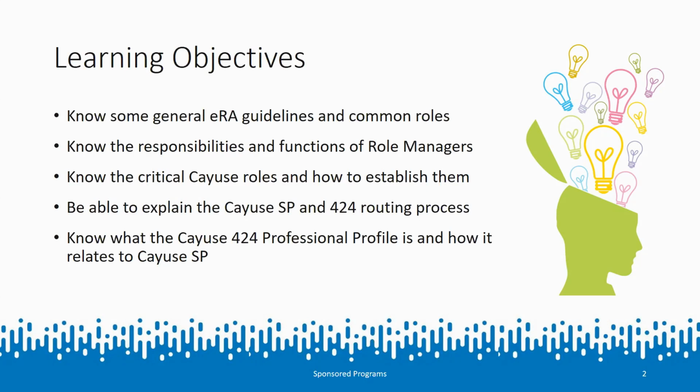So today I hope that you'll know some of the general ERA guidelines and common rules. ERA is Electronic Research Administration. That is the plethora of systems that we're using today, right? Like Cayuse SP, Cayuse 424, NSF Fastlane, ERA Commons, Proposal Central, anything that you're using for your research administration process is technically an ERA system. So I think that's good to know.